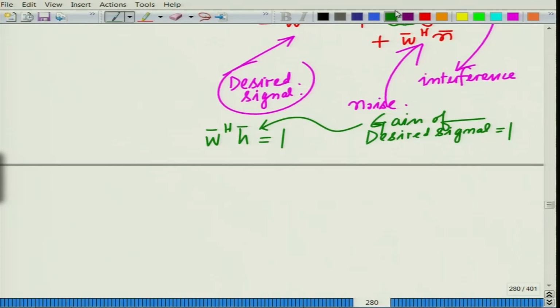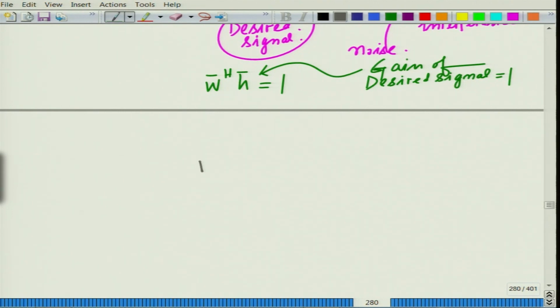And then now the other important condition here is essentially what happens to the interference. Remember, we want to suppress the interference, we want to place a null, that is we want to reduce the interference to 0, which means this second quantity W bar Hermitian g bar must be equal to 0. That is, if you look at this quantity W bar Hermitian g bar, this must be equal to 0, right, for this is the gain of interference. Okay.